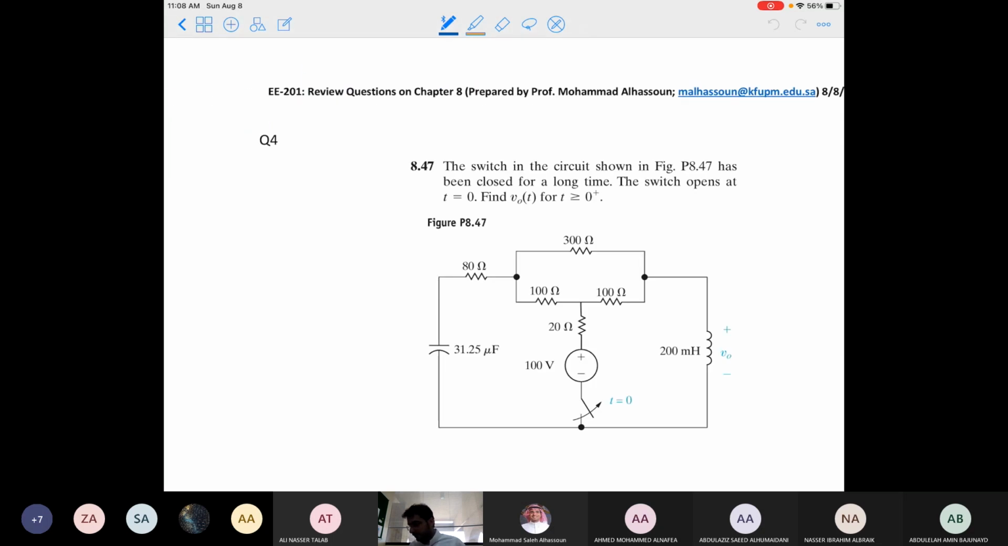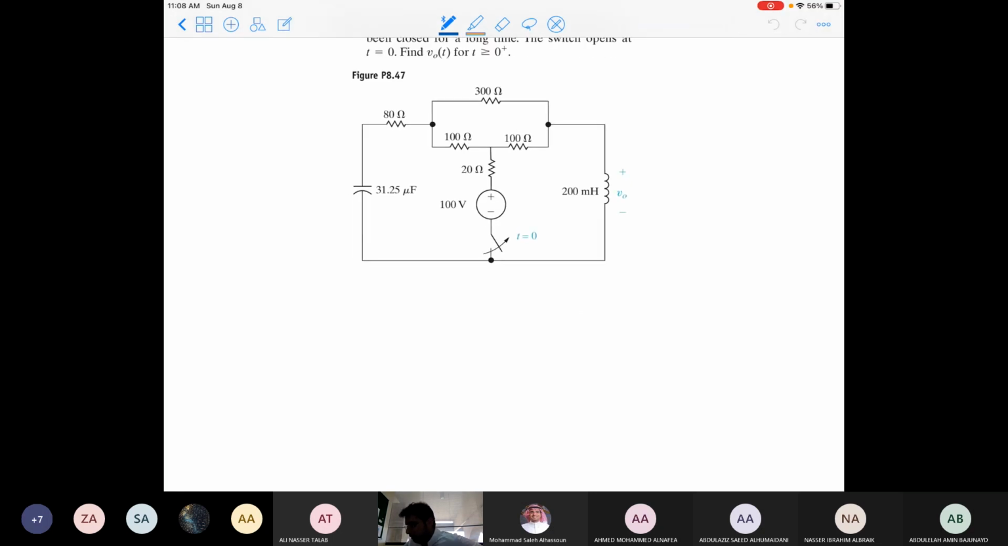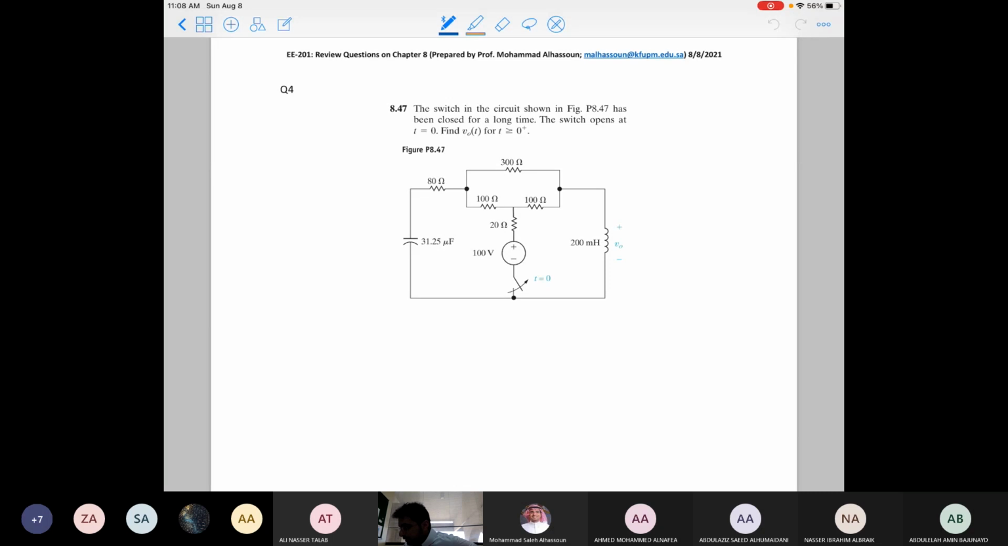So let's try to solve this exercise. Again, this one is taken from the book, and it is not a straightforward exercise. There's a typo here. This should be V naught.